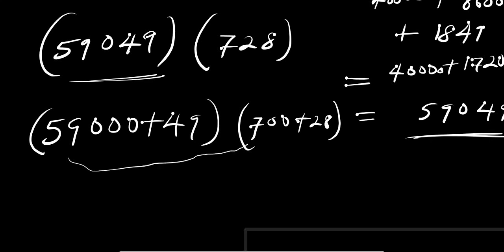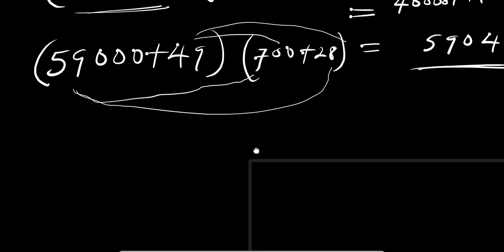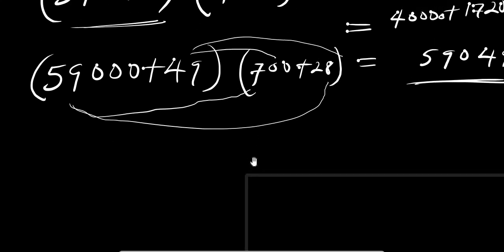59,000 times 700, 59,000 times 28, 49,000 times 700, and 49,000 times 28. Then we add up everything and we get our solution. So let's start. 59,000 times 700, this is how we are going to multiply it. Just have 59 times 7, because these are three zeros, we will add it later.